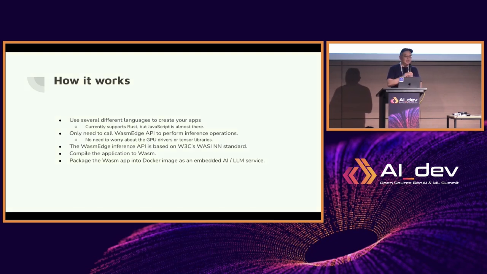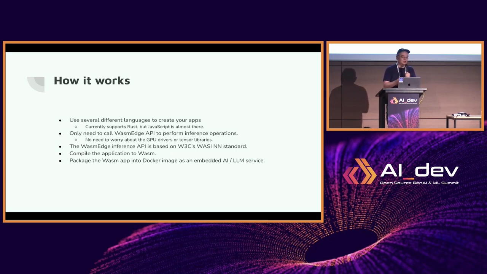The runtime figures out at runtime whether it's running on top of llama.cpp or on top of neural speed. It knows from the WASI-NN API how to dispatch to the underlying runtime and make it work. So for developers, it's a very easy process. You just write to this API and compile to Wasm, and then you can package the Wasm application with the runtime versions and the model versions into a Docker image.